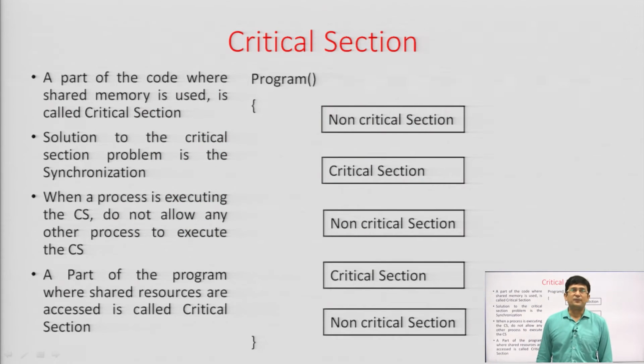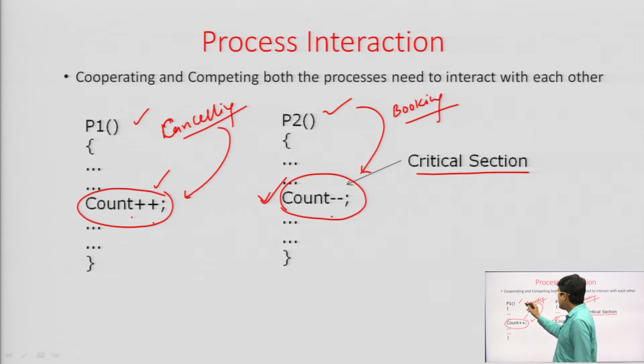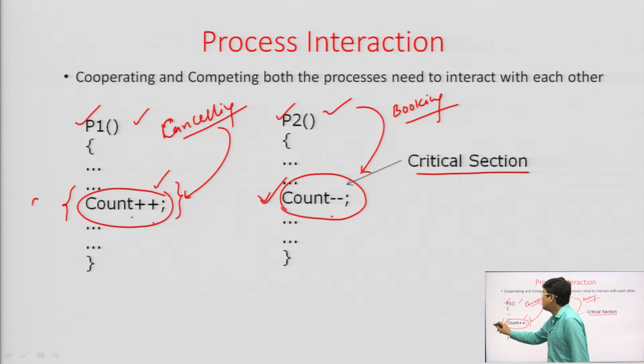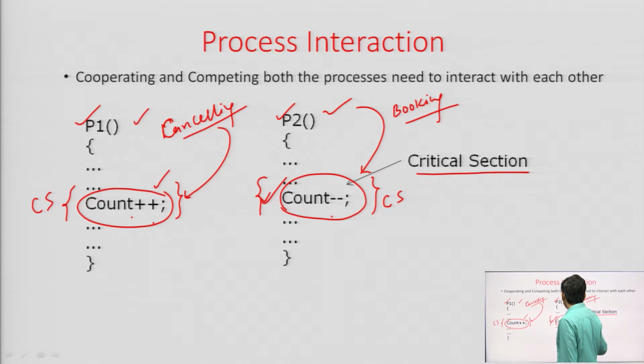Now, we have also seen that access to the shared resource by several processes can be said to be the critical section. In other words, if we have a program, let us say this one, this is the P1 process and this is the P2 process. The lines of code where the shared variable is used are the critical section. Similarly, in the P2 process also, the line of code where we use the shared variable is the critical section. So, in the entire program, only this part is the critical section.